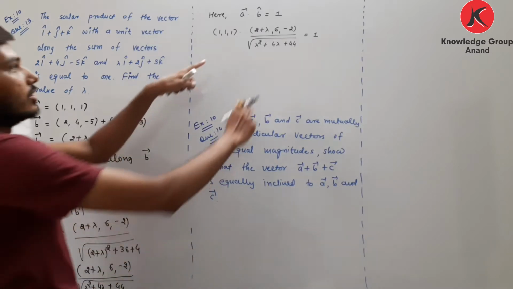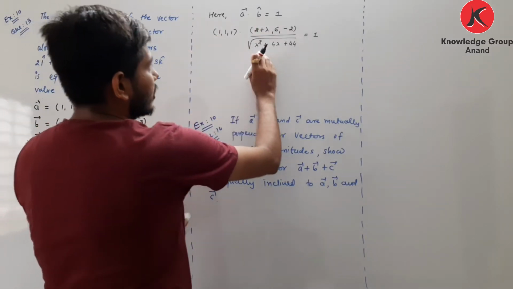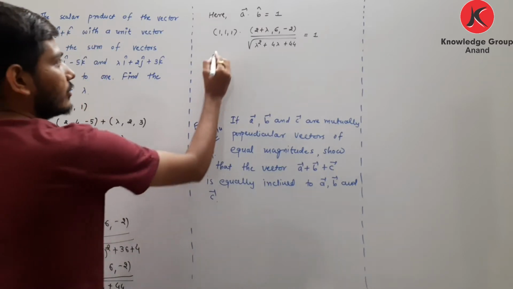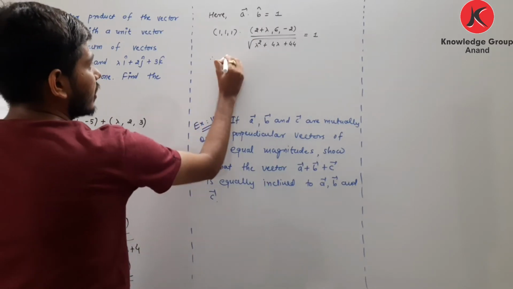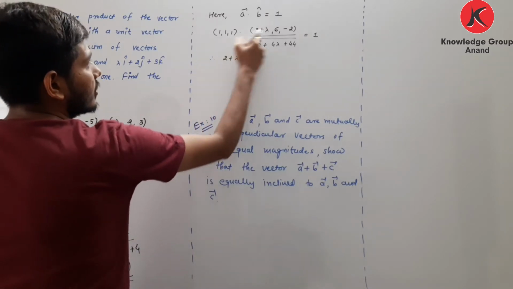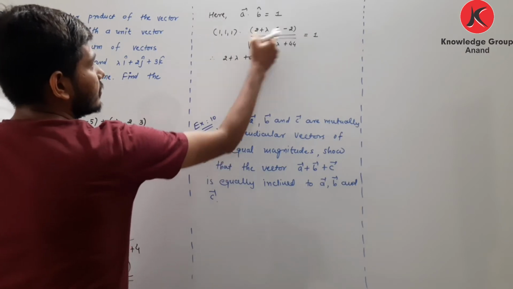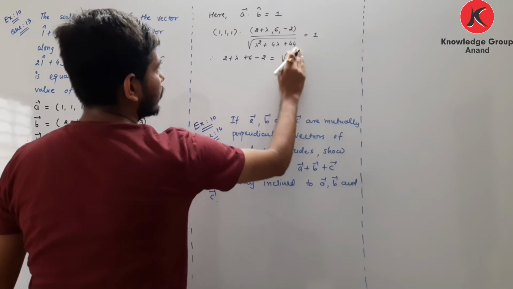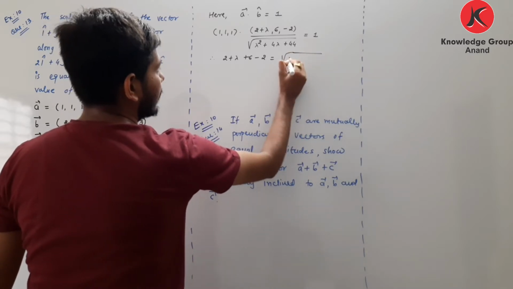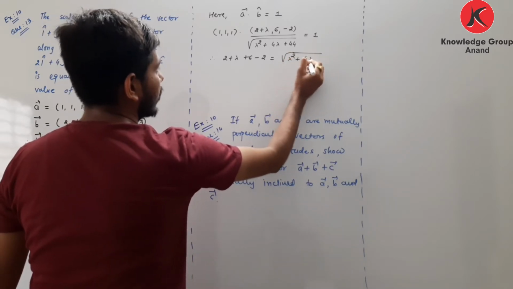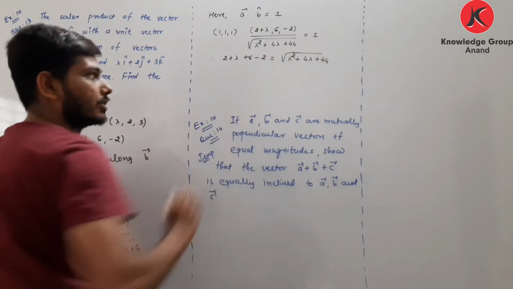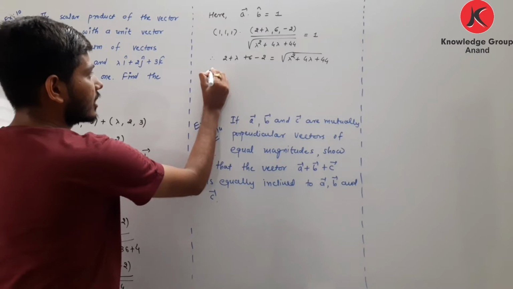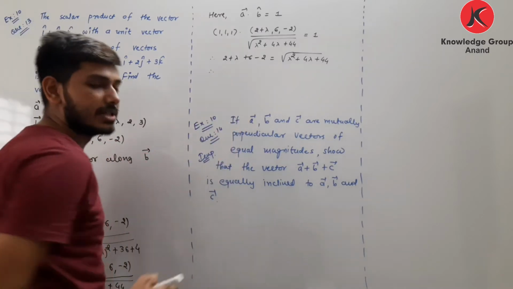Okay. Now take the dot product here. We can directly multiply this scalar on the right hand side. Therefore I will get 2 plus lambda plus 6 and minus 2, which is equal to under root of lambda square plus 4 lambda plus 44. Now simplify. Plus 2 minus 2 will get cancelled out. Lambda plus 6 is here.